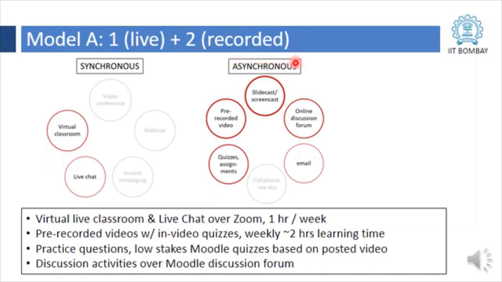The emphasis of this course is in the asynchronous approach. This consists of pre-recorded videos with in-video quizzes corresponding to 2 hours of learning time per week. Learning time is the time it takes a student to go through the content, do the quizzes, and assimilate the material. The videos could be talking head videos of the instructor or slidecast or screencast. The videos are followed by practice questions, low-stakes Moodle quizzes based on the video preceding it. The course also relies on discussion forums, discussion activities over a Moodle forum.